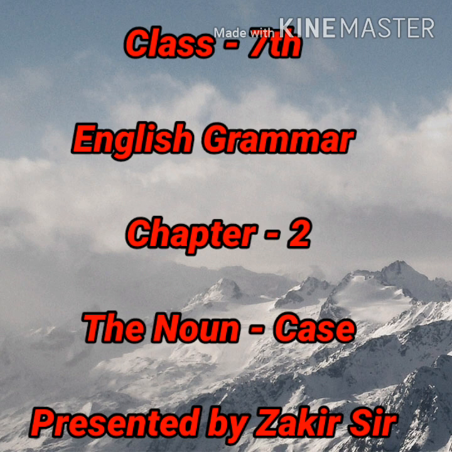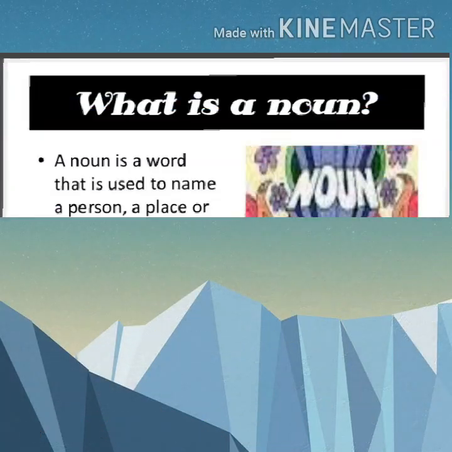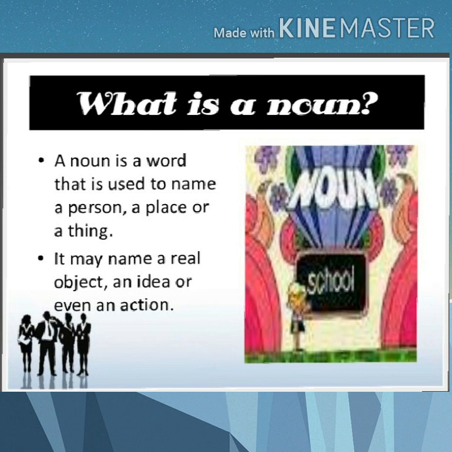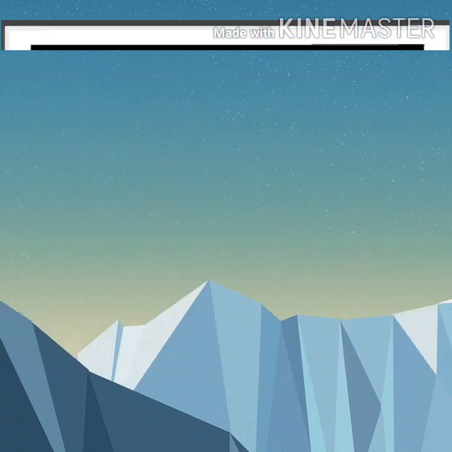Today we will learn chapter number 2, the noun case. As you know about the noun, let's see first the definition of the noun. What is a noun? A noun is a word that is used to name a person, a place, or a thing. It may name a real object, an idea, or even an action.